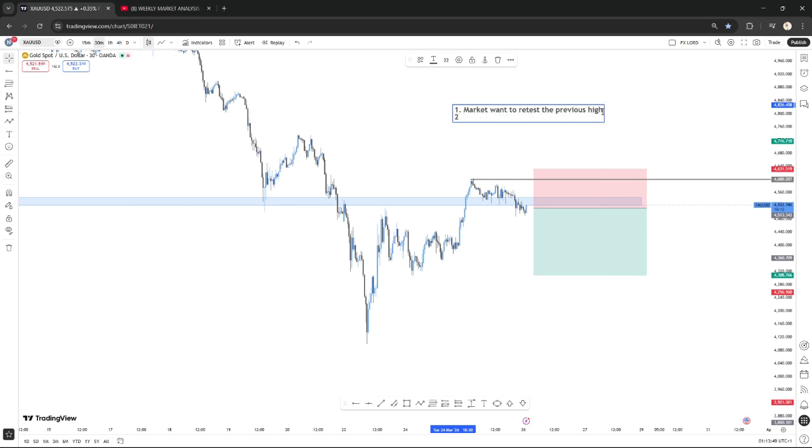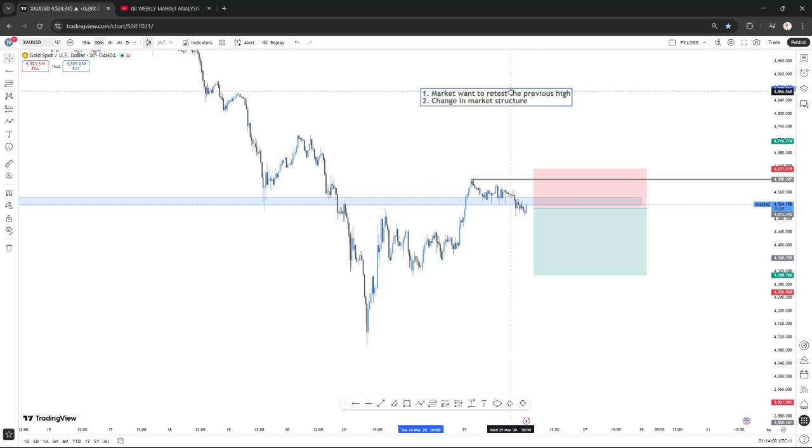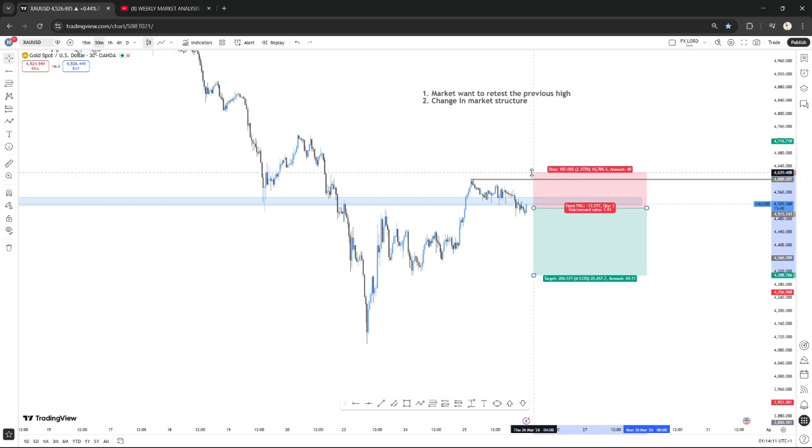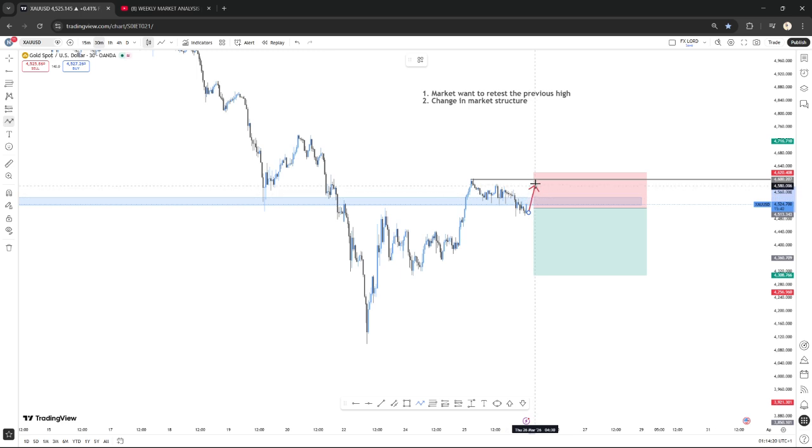Number two, change in market structure. All right. So these are two things that could happen. Number one reason why you must set your stop loss above the previous high is because of a market in a bearish trend, right? What we have right now, market can come back, retest this previous high, create a double top, retest this high, and then the crash happens.